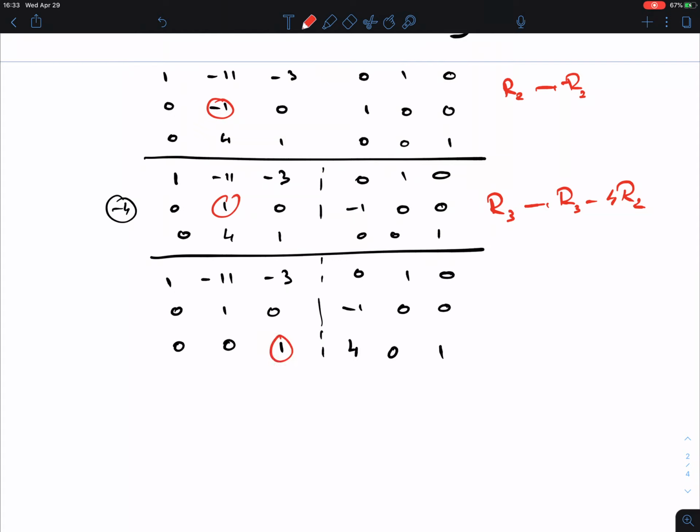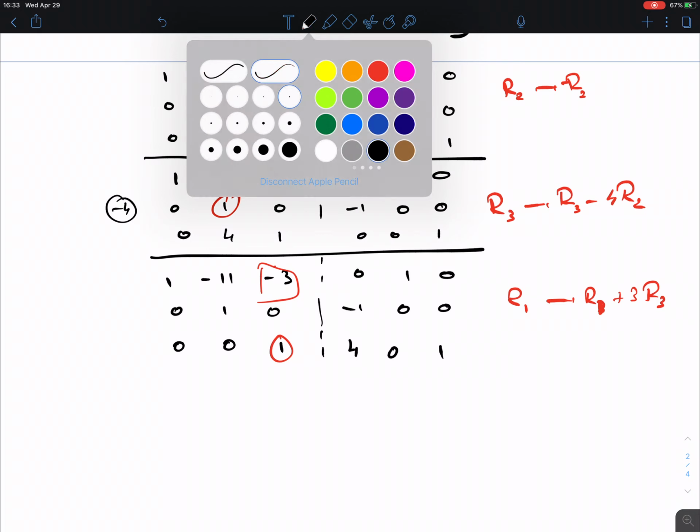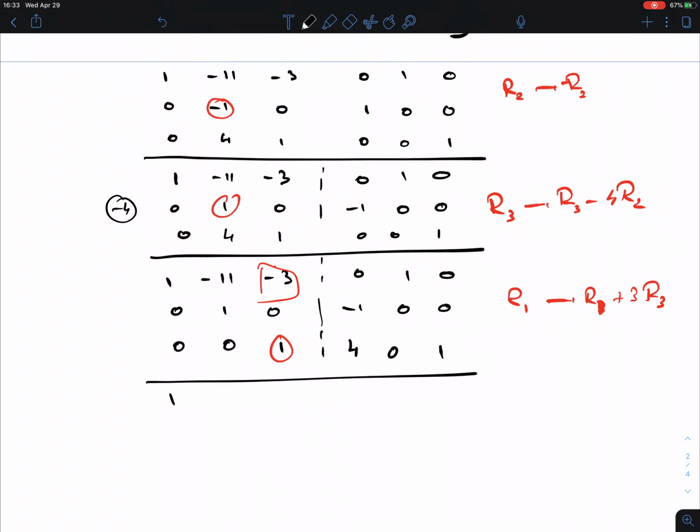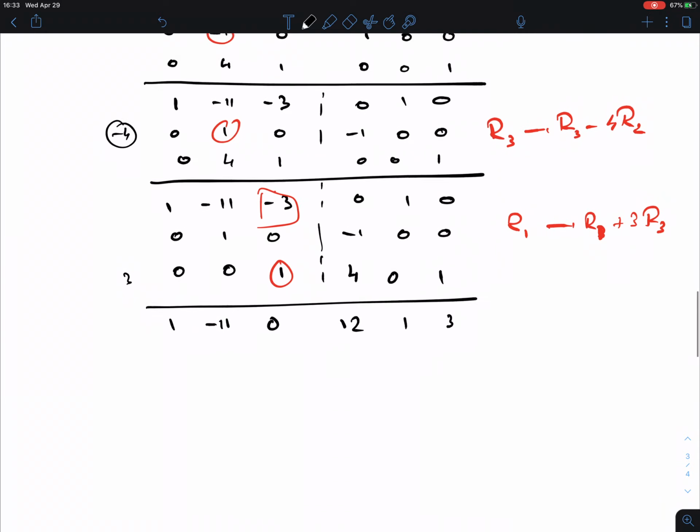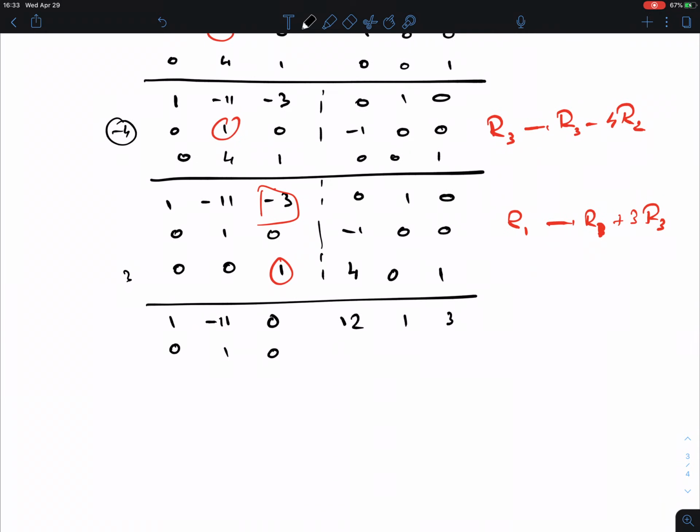Now I start my second phase. I'm going to work down from the bottom pivot all the way to the top pivot, making sure zeros are above it. So we need to make a 0 here, so that is row 1 plus 3 times row 3. 1, minus 11, 0, so I'm multiplying this with 3 and adding up there, so that's going to give me a 12 here, a 1 and a 3. Okay, and then this one was already the right shape.